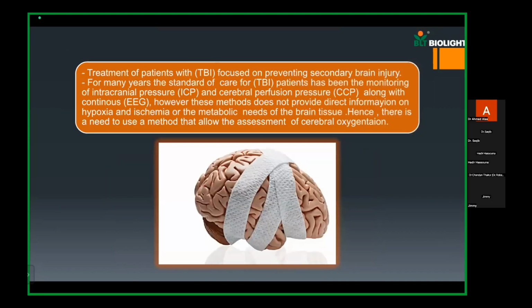So, treatment of patients with TBI is focused on preventing secondary brain injury. For many years, the standard care of TBI patients has been the monitoring of intracranial pressure and cerebral perfusion pressure, alongside continuous electroencephalogram. However, this method doesn't provide direct information on hypoxia and ischemia, or even the metabolic needs in the brain tissue. So, there is a need to use a method that allows the assessment of cerebral oxygenation.